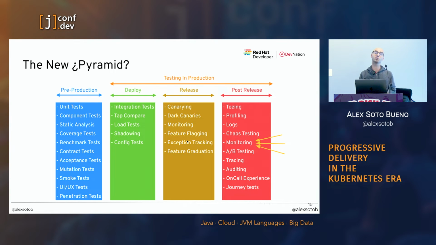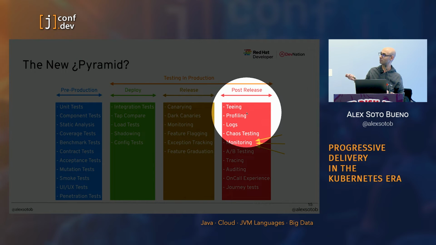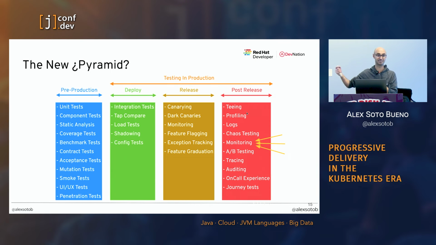Then we've got this brown, yellow column, which is the release phase. So this is when we say, okay, it seems that everything is working as expected. Let's move on and start sending some public traffic to this new version. And you can just do the canary release that I explained, dark canaries, monitoring, feature flagging, exception tracking, feature graduation, these kinds of techniques. And then, and this is something that has also changed a lot thanks to progressive delivery and microservices architecture, you are also testing your application after you have released it.